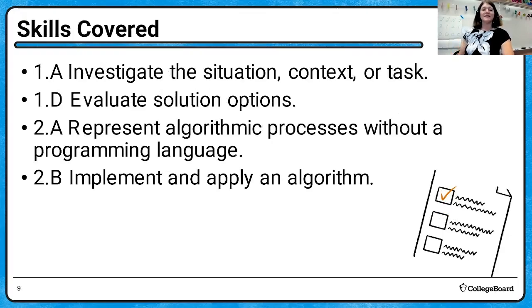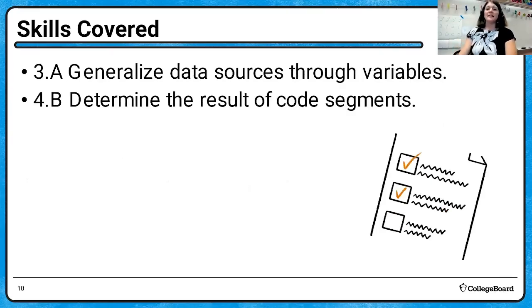And the skills covered in today's session are investigate the situation, context, or task, evaluate solution options, represent algorithmic processes without a programming language, and implement and apply an algorithm. So that without a programming language is going to come into play here. We're going to be reviewing a lot of the AP pseudocode, which is on the exam reference sheet, which you get during the exam. But let's take a look, couple more skills here. Generalize data sources through variables and determine the result of code segments.